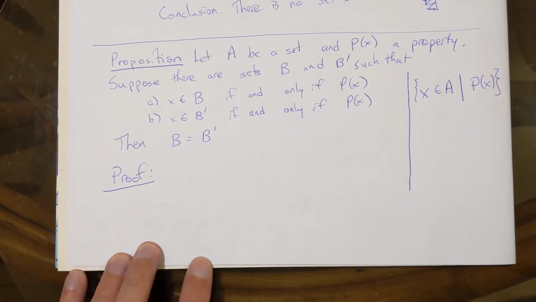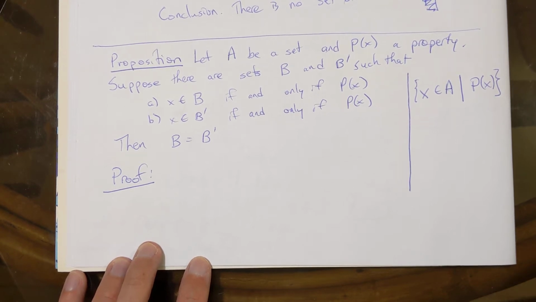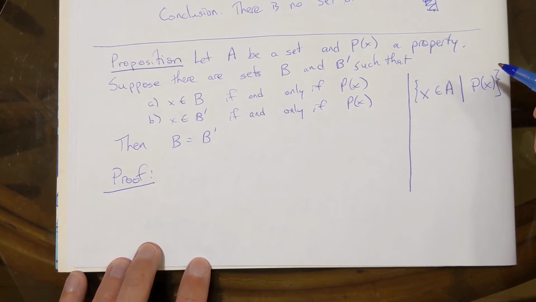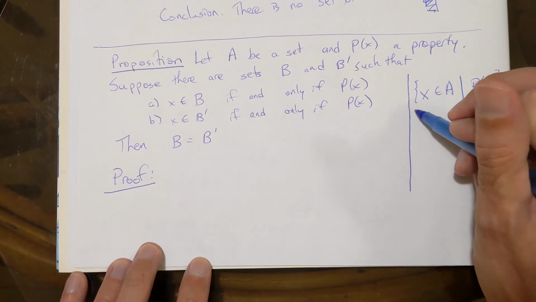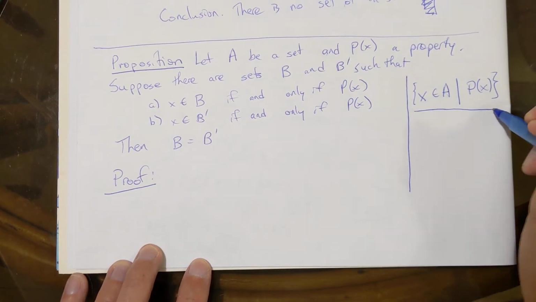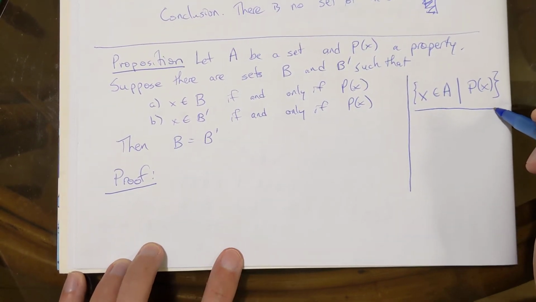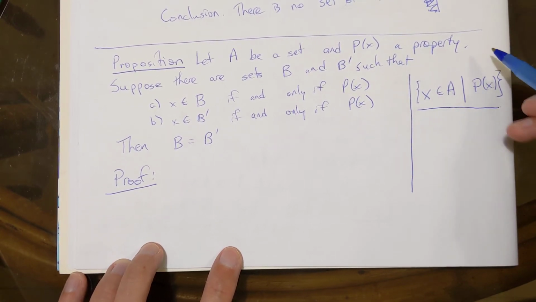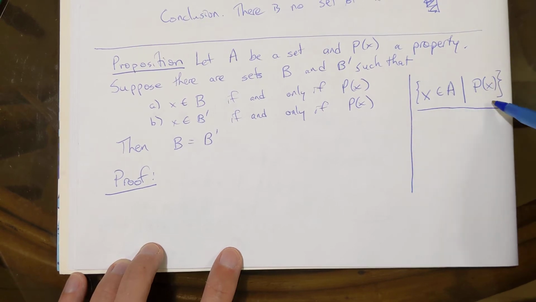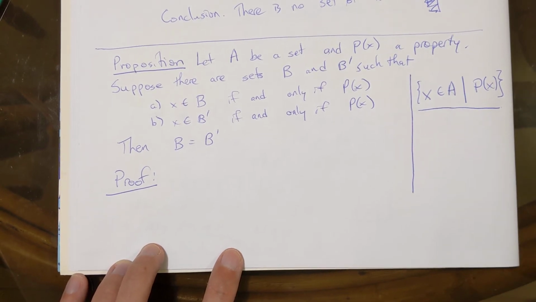Hi guys, this is just a quick video about the axiom schema of comprehension again. So the point of this axiom is that we want to be able to use this notation, and to use this notation we need for this set to exist, and we need it to be unique, so we need this to define only one set.